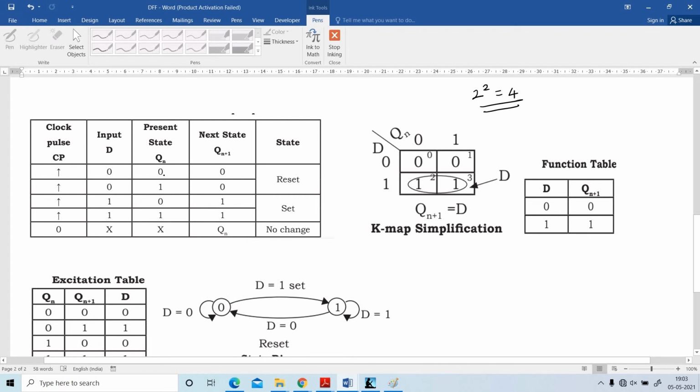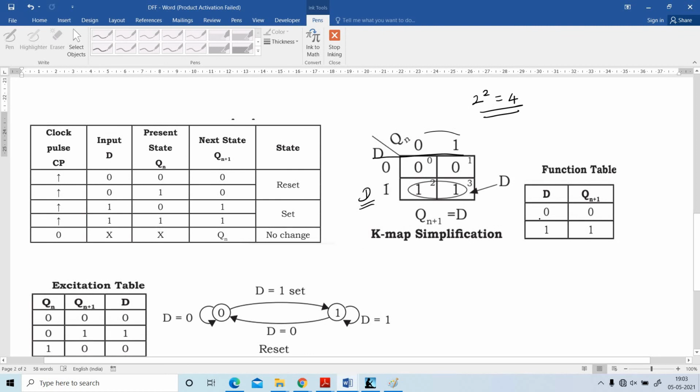D is equal to 0, Qn equal to 0, Qn plus 1 is 0. D is equal to 0, Qn equal to 1, Qn plus 1 is 0. D is equal to 1, Qn is 0, Qn plus 1 is 1. D is equal to 1, Qn is equal to 1, Qn plus 1 is 1. Now I am going to combine the neighboring cells. Here two cells are combined together. The answer is D, there is no common term. Here we are having D. This is the K-map simplification.